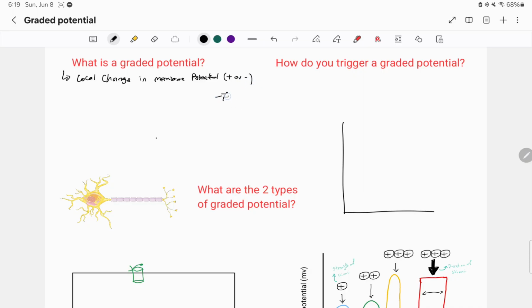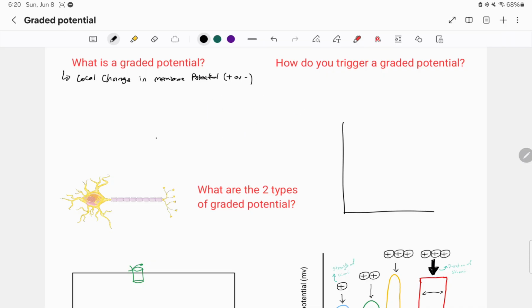Meaning, if my resting membrane potential is negative 70 millivolts, I can either go in a negative direction and make the membrane negative 90 millivolts, or I can go in a positive direction and make the membrane negative 60 millivolts. That is going in a more positive direction, right? Because I took this number and added positives to it to make it negative 60.